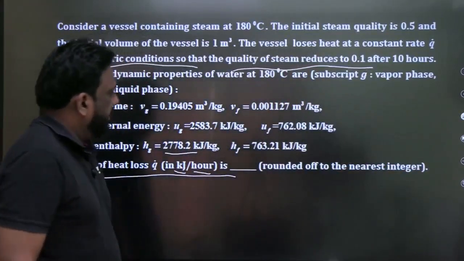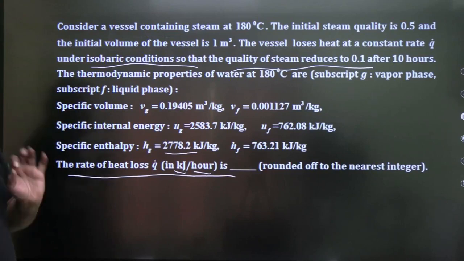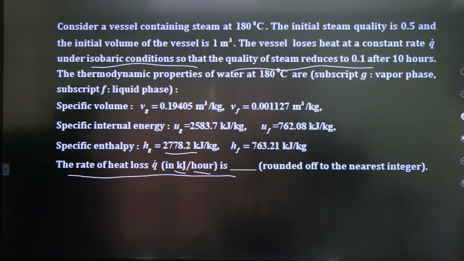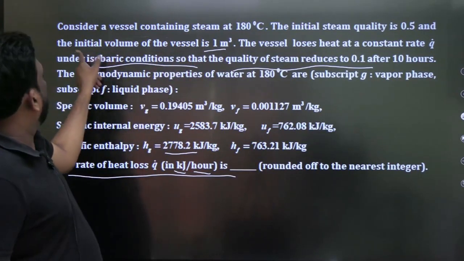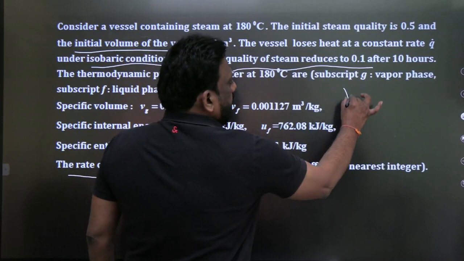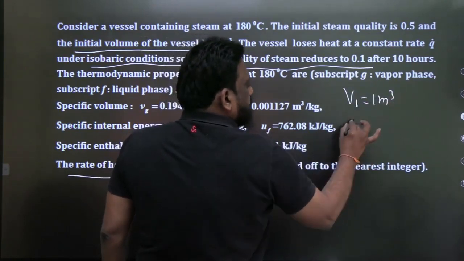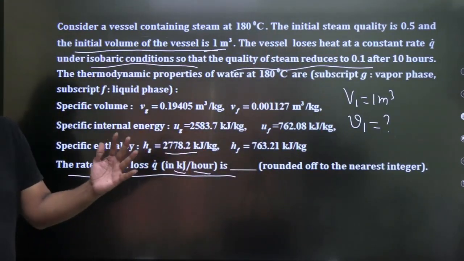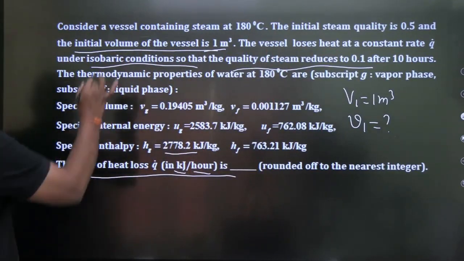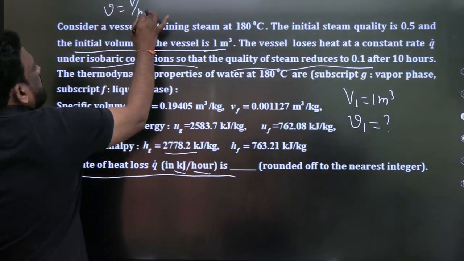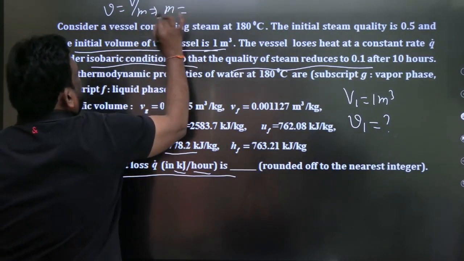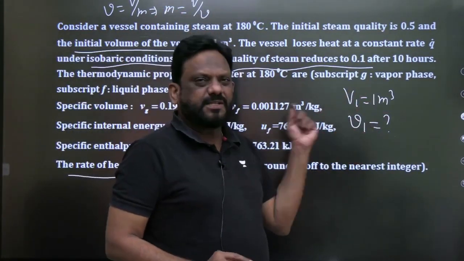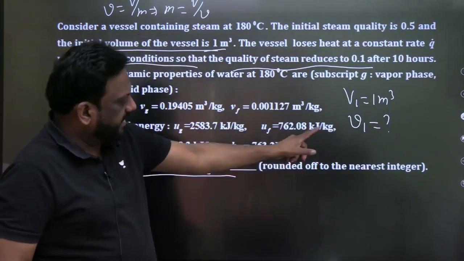So how will we do it, sir? Very simple, my dear students. I somehow have to calculate the mass. Here the initial volume is given as 1 meter cube. If you can calculate the initial specific volume, the mass is anyway constant, since it is losing heat under constant pressure conditions. Specific volume is volume by mass, so mass will be volume by specific volume. Volume is already given. If you can calculate specific volume, the problem is solved. And initially it is in the wet region.